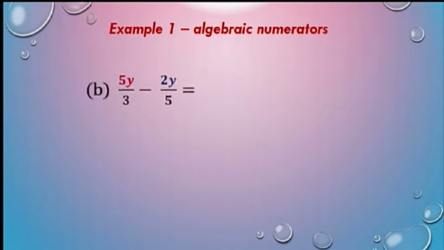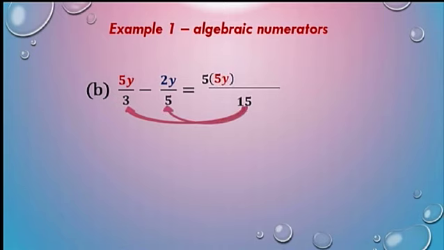Another example, 5y over 3 minus 2y over 5. So first we take the LCM of 3 and 5, which is 15. 15 divided by 3 is 5. We multiply this 5 by the numerator of the first fraction, which is 5y. 15 divided by 5 is 3, times 2y, which is the numerator of the second fraction.